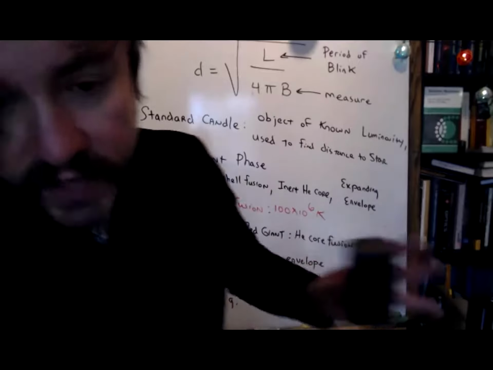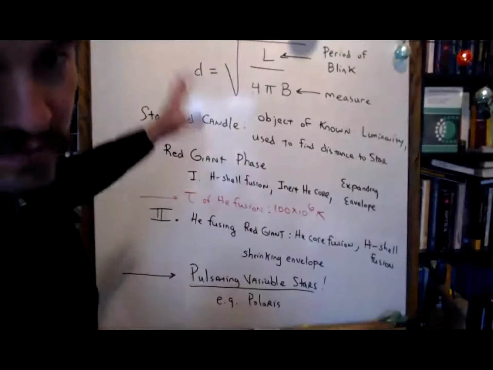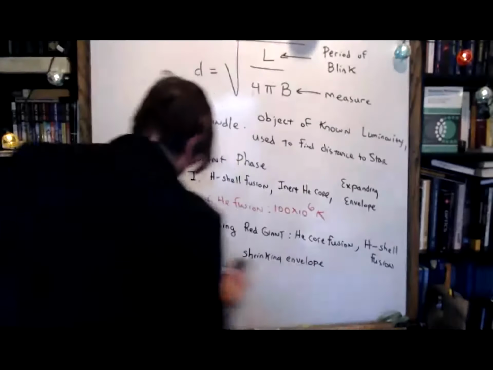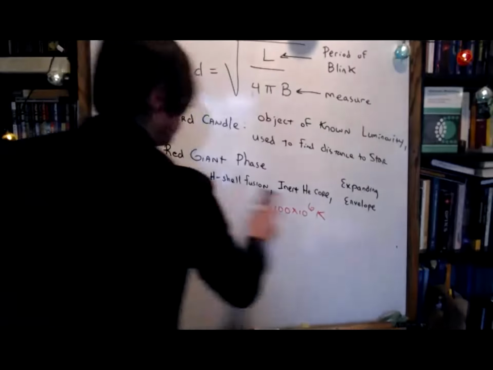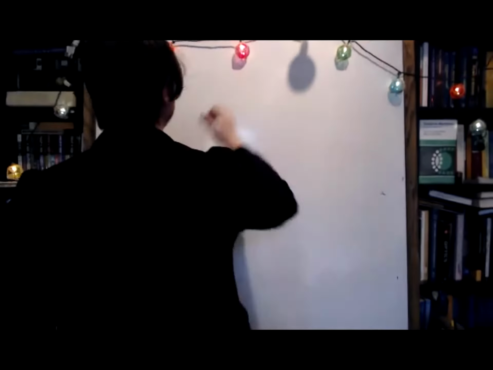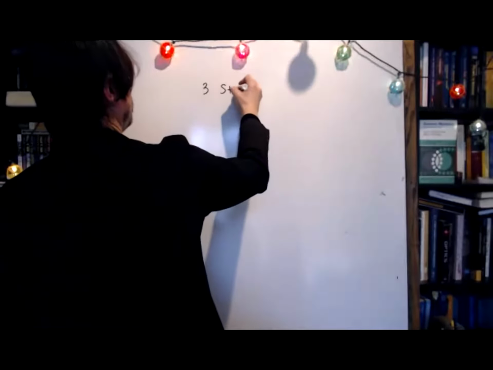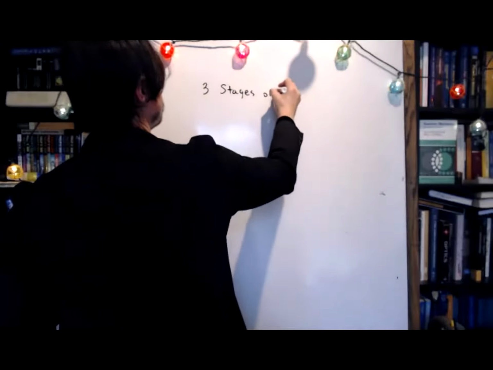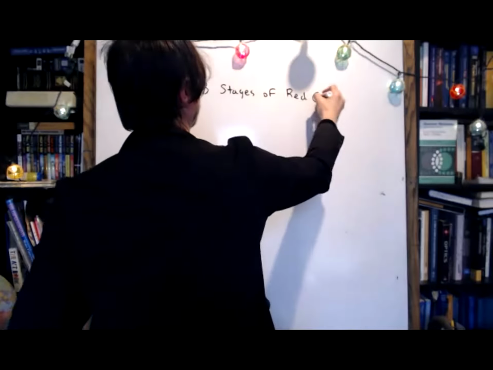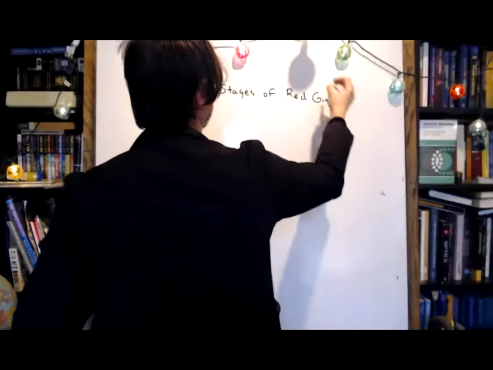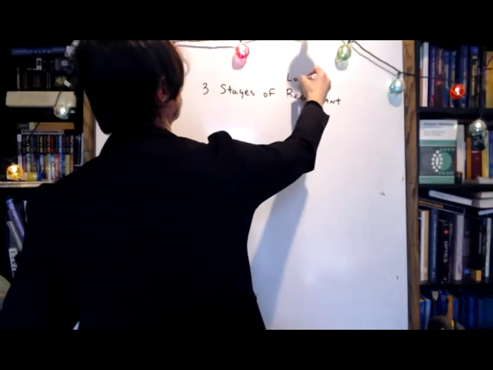In fact, we need to do a little reorganization here. So I'm erasing everything. Let me take those notes again so that we have an organization for them. We were discussing the 3 stages of a red giant star, at least for a low mass star.